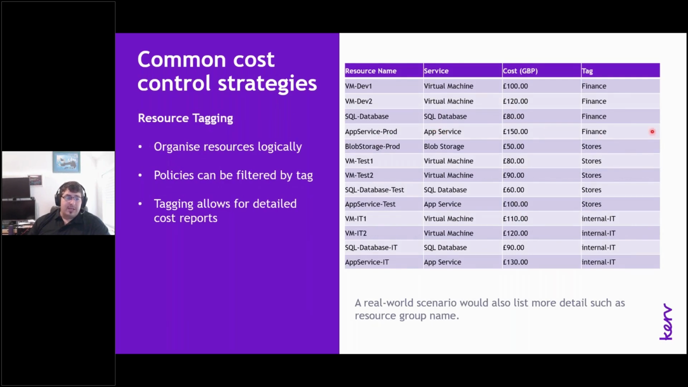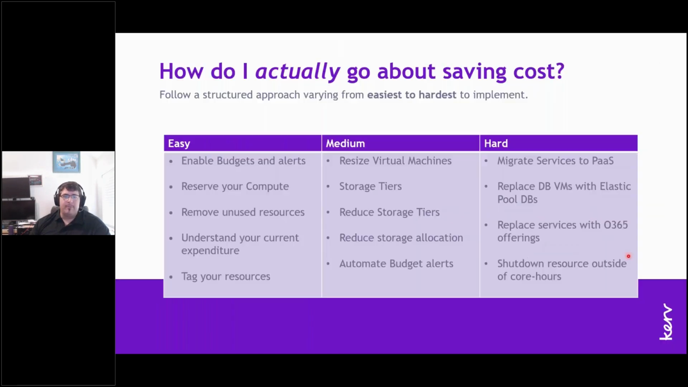Finally, just touching on tagging once more. Here's an example of what you would have if you made use of tagging. Be aware, this would look very different in a real world scenario, but fundamentally, if you tagged for your finance team, you can filter in a CSV everything that is associated to the costs of running finance, everything that may be associated to individual stores, and then finally, all costs associated to your internal IT or your core IT requirements.